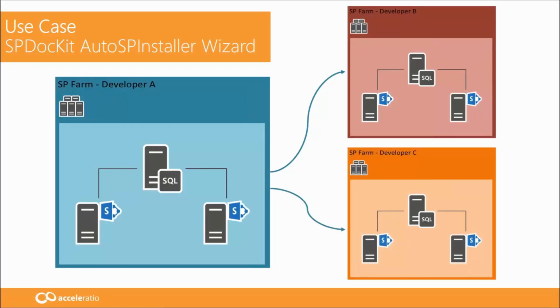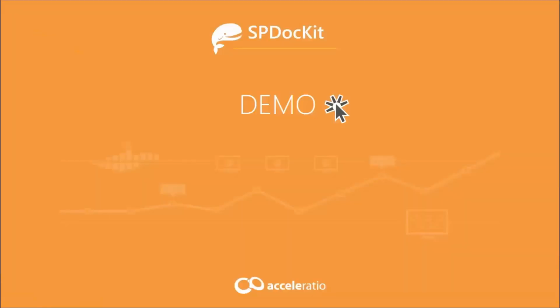In order to do that, you can provision your servers, you can provision SharePoint, and then you can configure everything manually. But with the combination of SPDocKit and AutoSPInstaller, you can easily copy the configuration of farm A and deploy that to farms B and C. So this is the demo I want to show you today. I want to show you how you can use SPDocKit to copy the configuration from the A farm to the B and C farms.